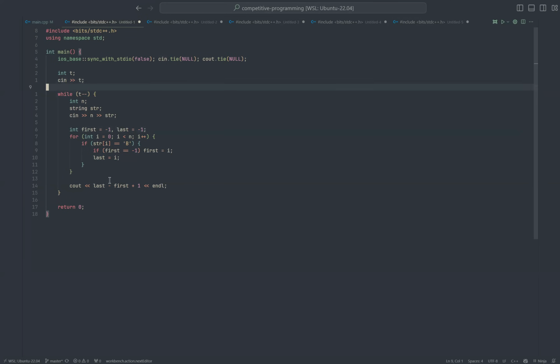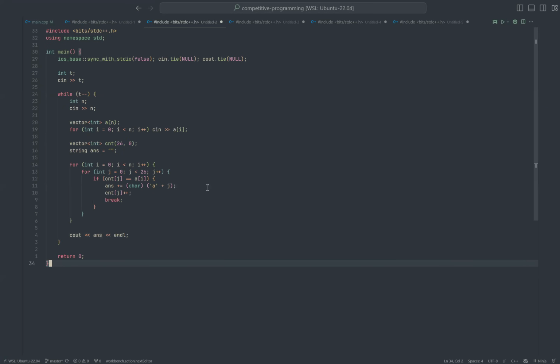So here in my code, I'm just going over every test case. This is taking P as the input. For every test case, I'm taking n and the string as the input. After that, I'm running a for loop to find the first and the last occurrence. And after finding the first and the last occurrence in the string, I'm just saying last minus first plus one. That will be my answer. I hope that this is clear, right?